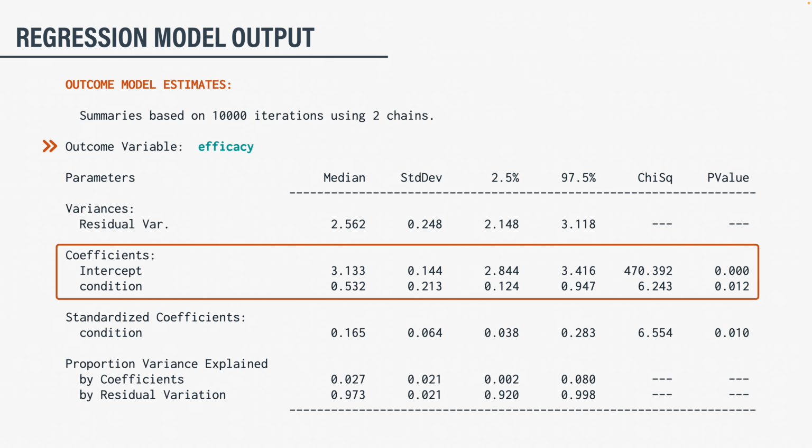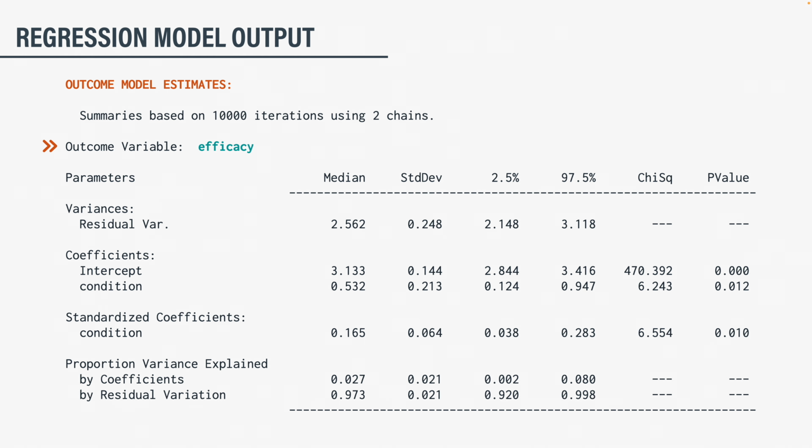Each regression equation in the model command has its own summary table. So this is the output table for the self-efficacy mediator. I described the Blimp output in a different video, but quickly, the median column contains our point estimates. The standard deviation column is measures of uncertainty, Bayesian standard errors. Then the 2.5 and 97.5 columns are 95% credible intervals, or our Bayesian confidence intervals. And then the rightmost columns, the chi-square and p-value, those are frequentist test statistics if we want them.